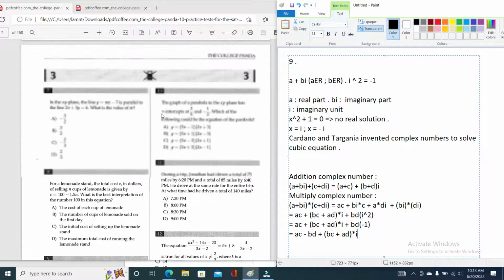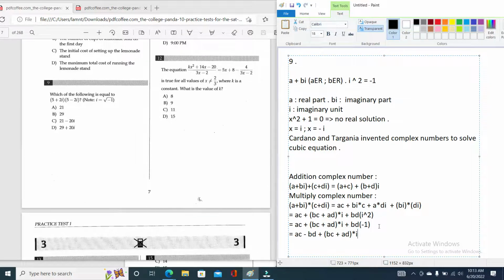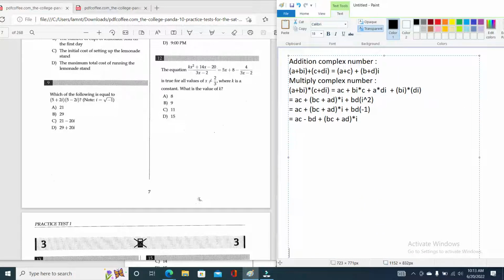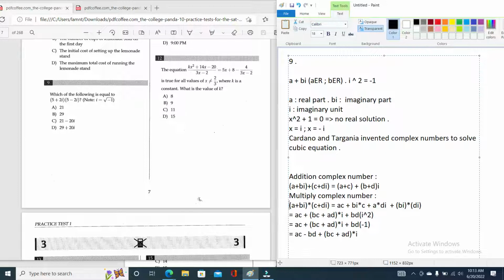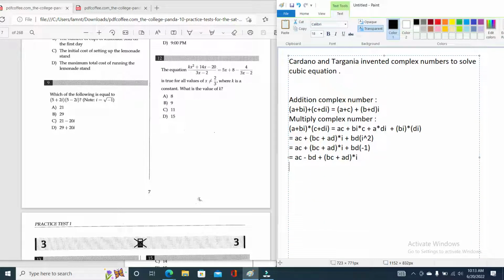Alright, so let's try to solve the actual exercise. So that's a little bit of a complex number. So now let's calculate. The thing we actually are asked: (5 + 2i) times (5 - 2i). Okay, so we just multiply it out.